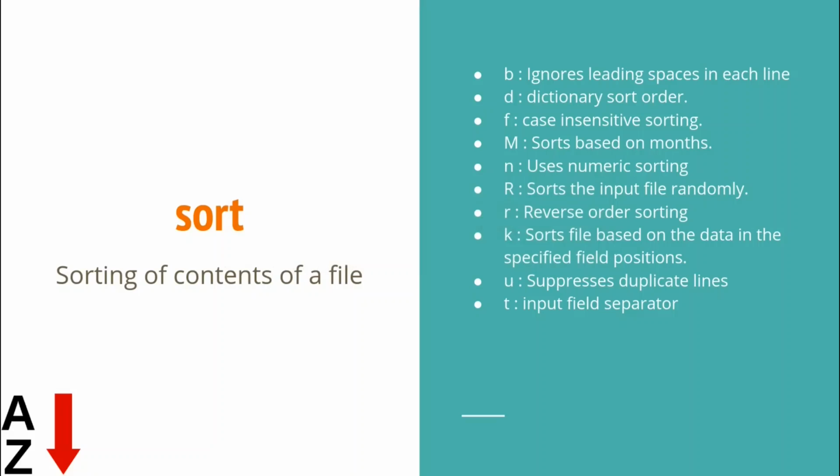Just to recap, we used the following options: B, which ignores the leading spaces in each line; D, which is for dictionary sort order; F, which is for case insensitive sorting; capital M, which sorts based on months; N, which uses numeric sorting and is used for sorting of numbers; capital R for random sorting; and small r for reverse order sorting. K is used to specify the column as well as characters, and you can use it in an advanced way with T where we can specify the separator as well. The U option would give you the unique lines from the file. So go ahead and try it out. Thanks for watching this video and I will see you in the next lecture.